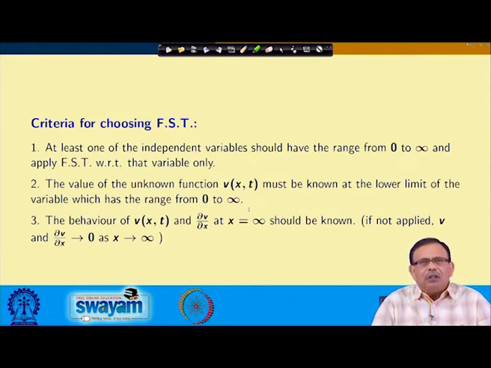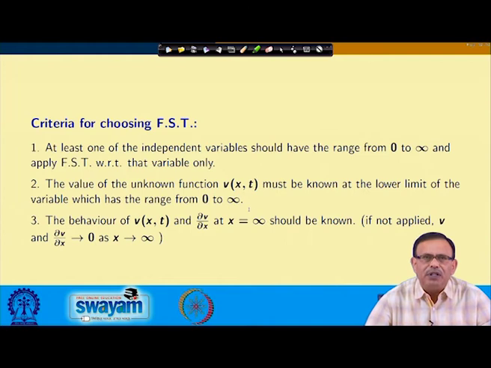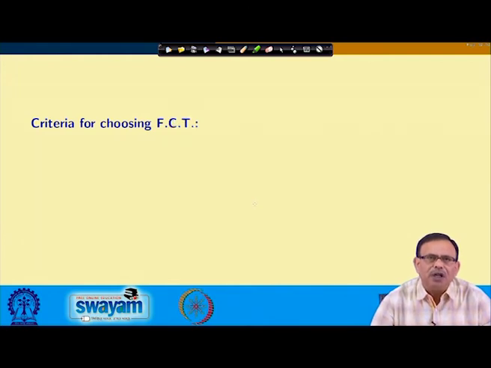So, please note that the criteria for choosing the Fourier sine transform is, number 1, at least one of the independent variables should have the range from 0 to infinity, and you apply the Fourier sine transform with respect to that variable only. The value of the unknown function v x t must be known at the lower limit of the variable, that is at x equals 0, where the range is from 0 to infinity, and the behavior of v x t and del v del x at x equals infinity should be known, or in other words, what the possible values are. For physical problems in general, v and del v del x approach 0 whenever x approaches infinity. So, this is the criteria for the Fourier sine transform.